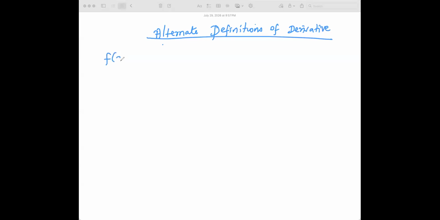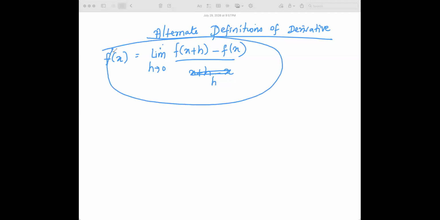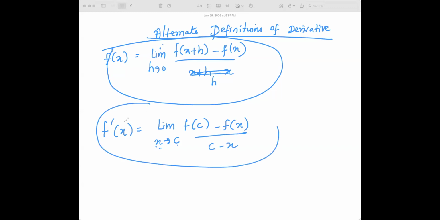We know f dash of x will be equal to, this was the first one we discussed, limit h tending to 0, f of x plus h minus f of x divided by x plus h minus x, or this one will become h, correct? So this is the first definition. Please don't forget this one. Suppose we want, f dash of x can also be defined as limit x tending to c, f of c, meaning the 2 points are x and c, minus f of x divided by c minus x. Both are one and the same.